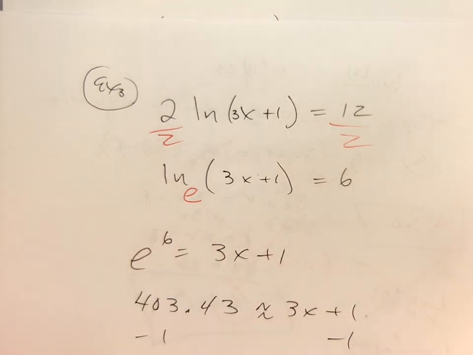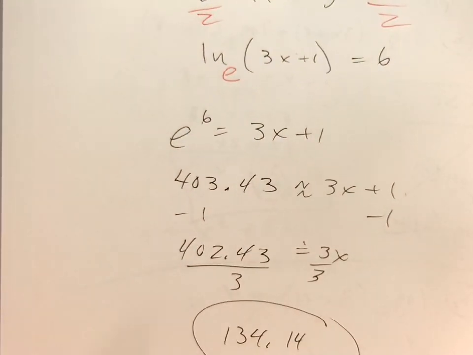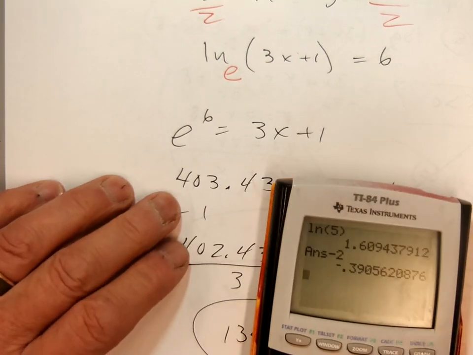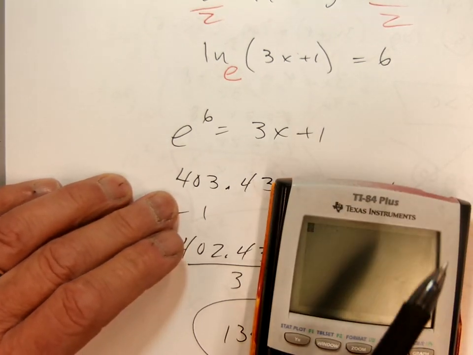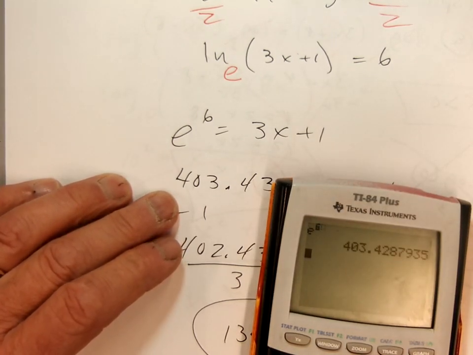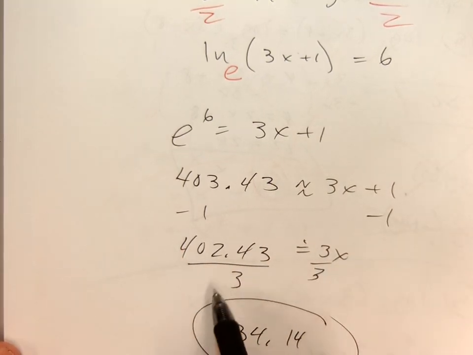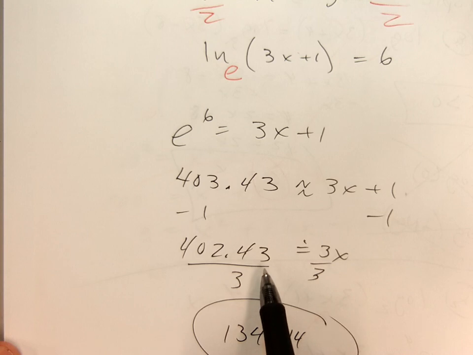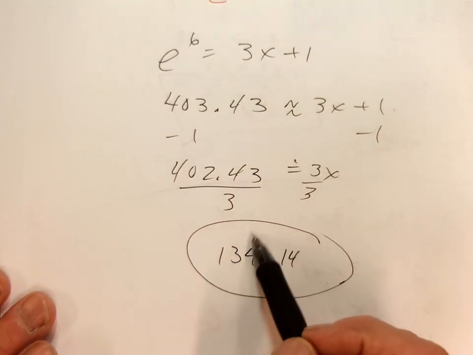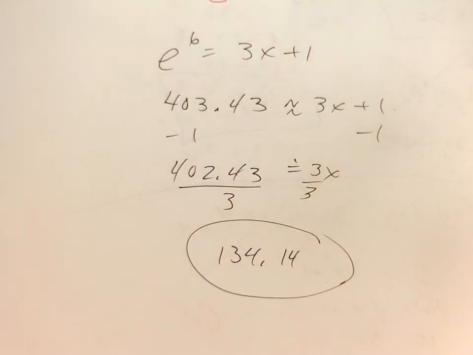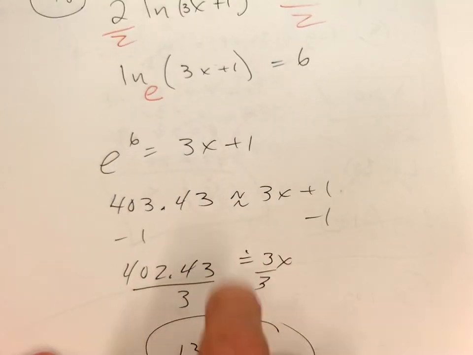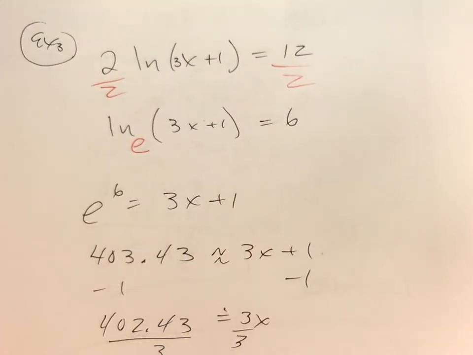What is e to the 6? I used my calculator, and e to the 6 is about 403, so check it out. e to the 6th power, about 403. And then I'm just going to solve. Minus 1 is about 402.43. Then divide by 3, and I get an answer of about 134, which is okay. That's a positive answer. I'm okay with that, okay?